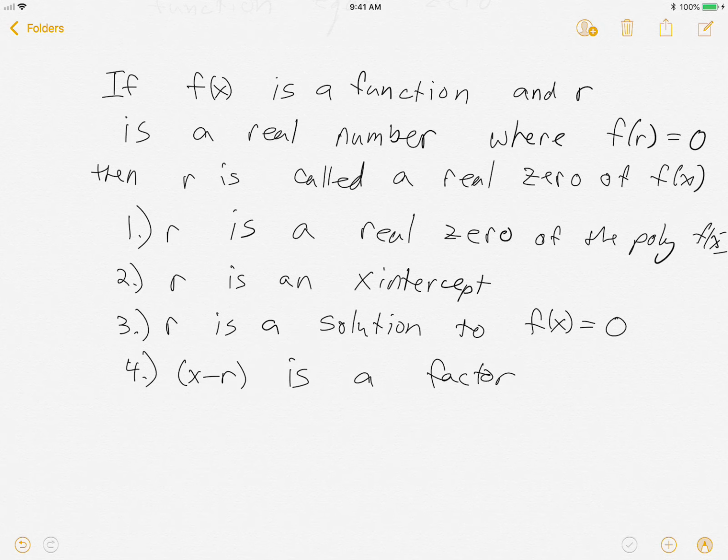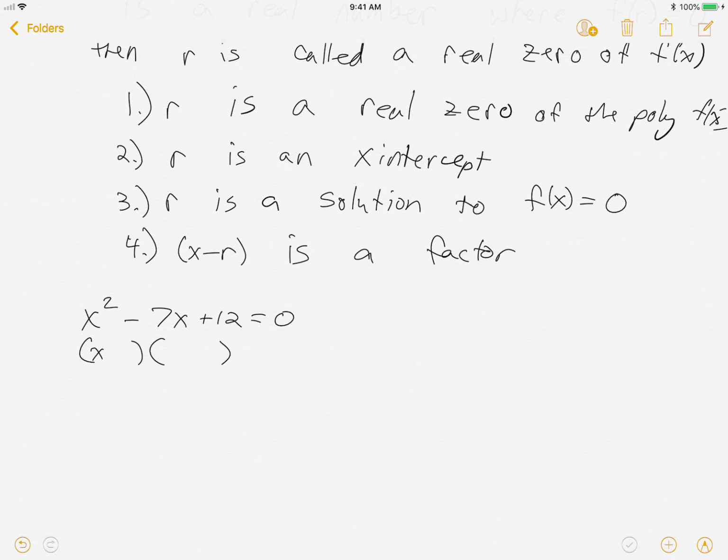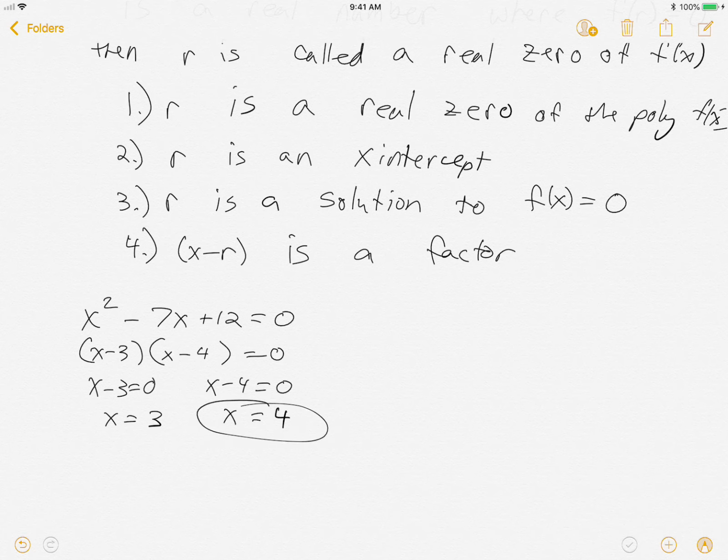Okay, for instance, let's say I have a real simple one here. If I factor this guy, this is finding where the function equals 0. If I factor this guy, I get those two as factors. But then if I set each of those factors equal to 0, I get the x values of 3 and 4. You see how this is related to this? That comes from number 4. If you have an x value, then x minus that value gives you the factor.